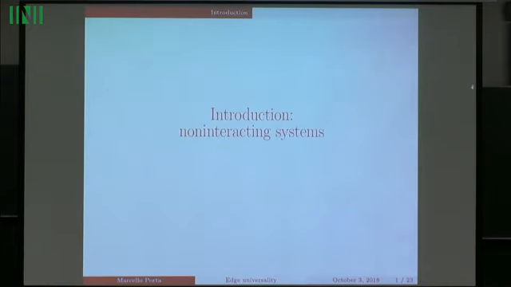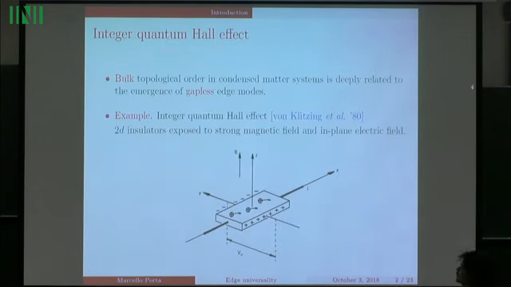So let me start by giving an introduction about the physical problem for non-interacting systems. Okay, so it is very well known by now that bulk transport, which is associated to some bulk topological order in condensed matter systems, is deeply related to the presence of gapless edge modes, which naturally appear whenever your sample terminates. Okay, and so perhaps to explain this a little bit, let me start from the simplest possible, perhaps the most well-known example of topological insulator in two dimensions, namely, the integer quantum Hall systems, and that's going to be about the integer quantum Hall effect.